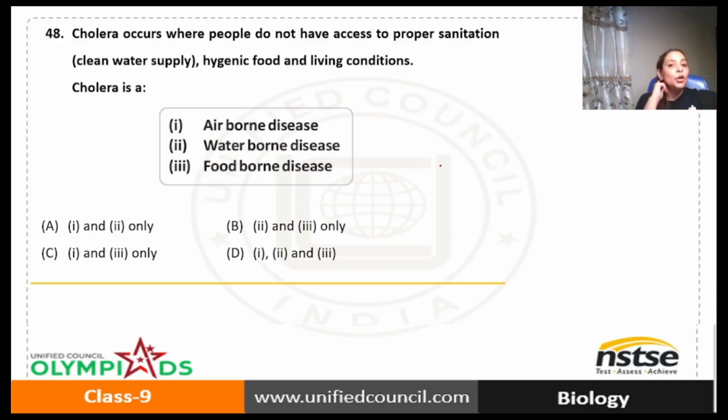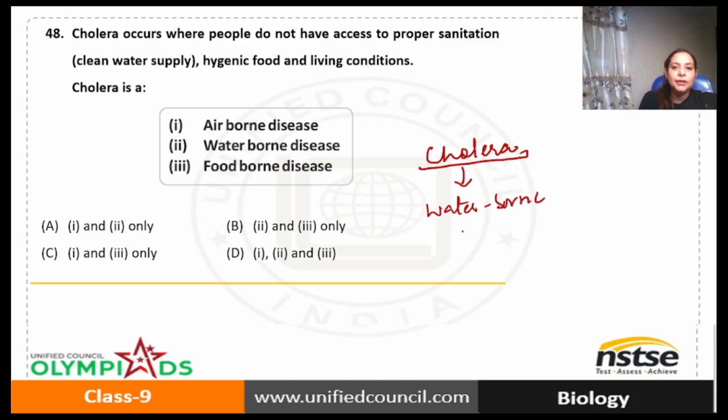Next question. Cholera occurs when people do not have access to proper sanitation, that is clean water supply, hygienic food and living conditions. So is cholera an airborne disease, waterborne disease or foodborne disease? Now let me tell you, cholera is a disease which spreads when you drink impure water. Basically it's a waterborne disease, when water has some infection causing agent in it, or a foodborne disease, that is eating contaminated food.